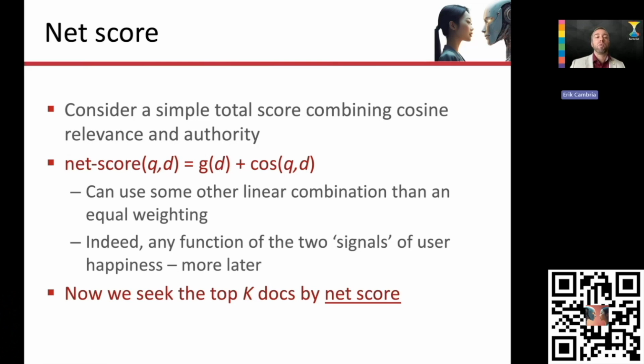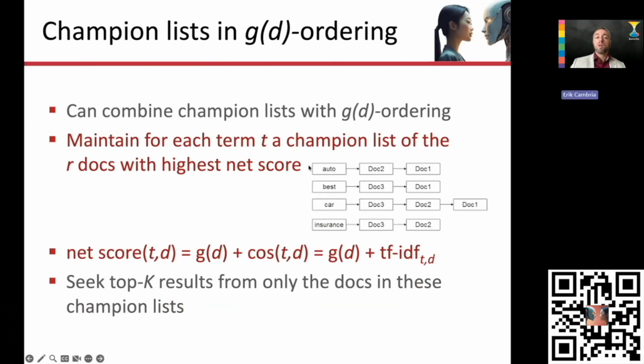Then I can come up with a new score that I call net score, which is given by the G score, the static quality score, plus the cosine similarity between Q and D. So now I can use this net score to recalculate the champions list, for example. Again, this can be very good because I don't just present to the user the relevant documents based on the actual ranking calculated on TF-IDF, but also taking into account how reputable that document is.